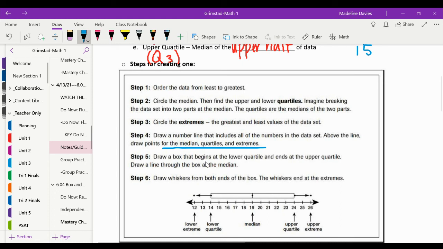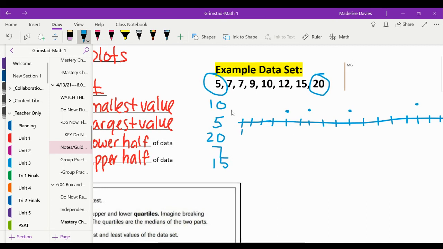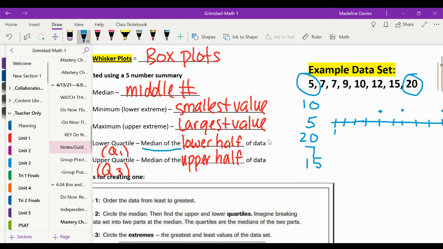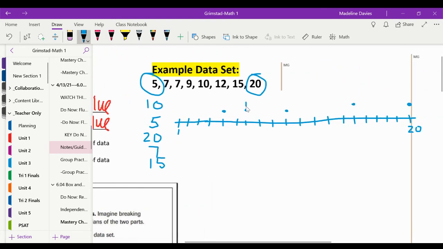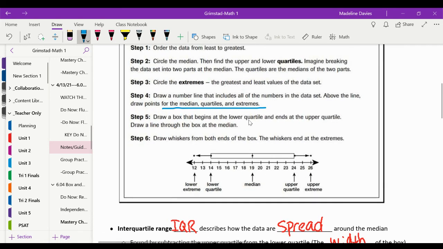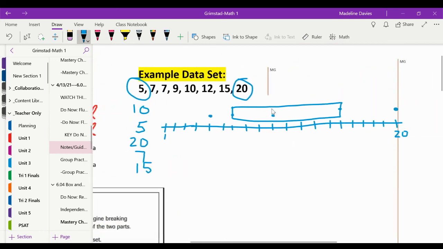So draw a box that begins at the lower quartile and ends at the upper quartile. So I would draw a box from my lower quartile, which we found was 7, all the way up to 15. So I'm just drawing a box that goes all the way there. Okay, and then I need to draw a line through the box at the median, which we know is 10, and was this dot right here.